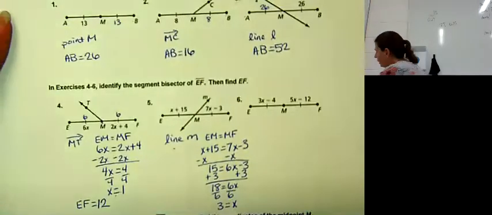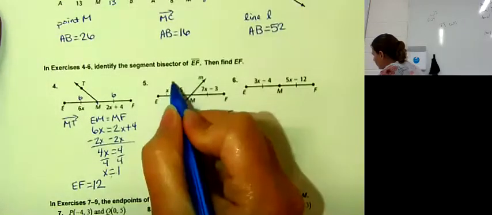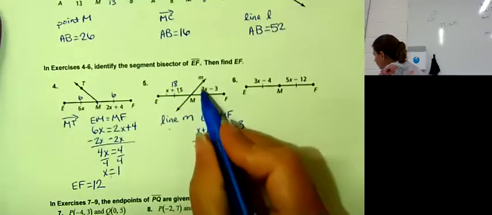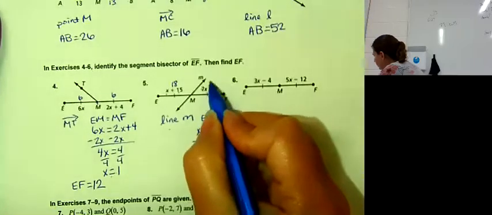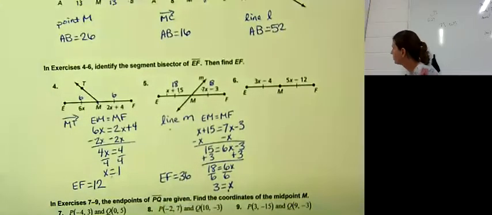And then here again, I need to substitute it back in. So 3 plus 15, so that means this is going to be 18. 7 times 3 is 21, minus 3 is 18. So I know the length of EF will be 36.